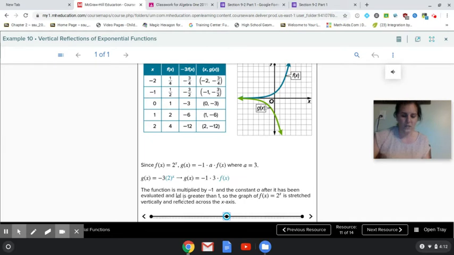So, one more time, let's fill in the blanks. The function is multiplied by -1 and the positive constant a after it has been evaluated. And the absolute value of a is greater than 1. So the graph of f of x equals 2 to the x is stretched vertically and reflected across the x-axis. And those are the blanks you had to fill in.